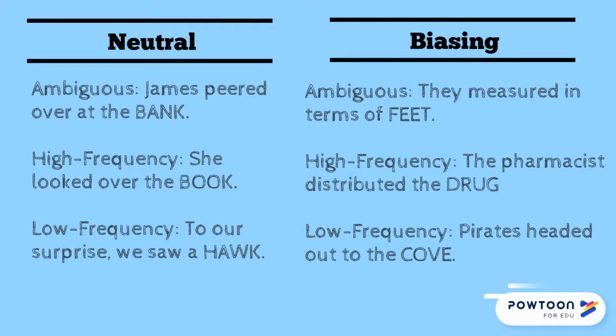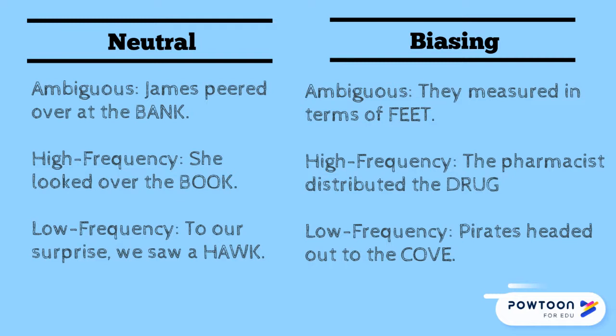Here we have some example sentences to make the sentence types a bit more clear. In the neutral sentences, there was no context that would prime the target word. In this condition, an example of an ambiguous sentence would be, "James peered over at the bank," where bank can refer to the place of money or a river bank. High-frequency sentences include commonly used words like book and drug, while low-frequency sentences used rarely used words like hawk and cove. In the biasing sentences, there was context that primed the target word.